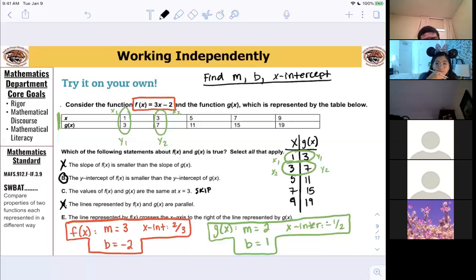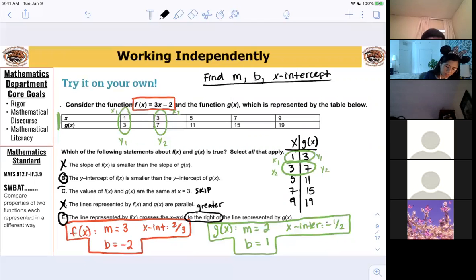False. I don't know. Crosses the x-axis to the right of. If it's to the right, would it be greater or less? Greater, I think, because it's positive. Right. So let me reread it using that. The line represented by f of x crosses the x-axis, so the x-intercept is greater than g of x. I think it's true. Yeah, that's true.